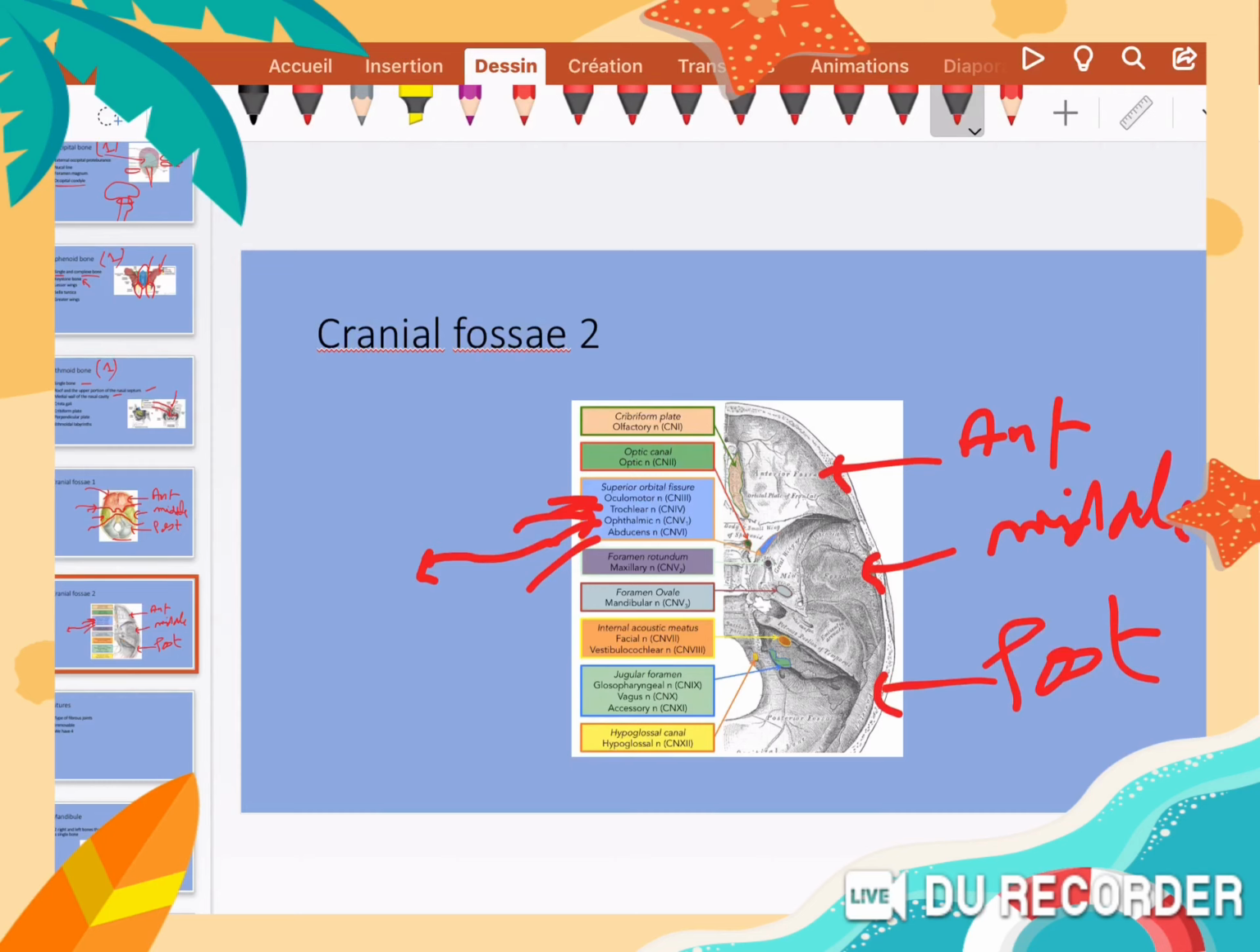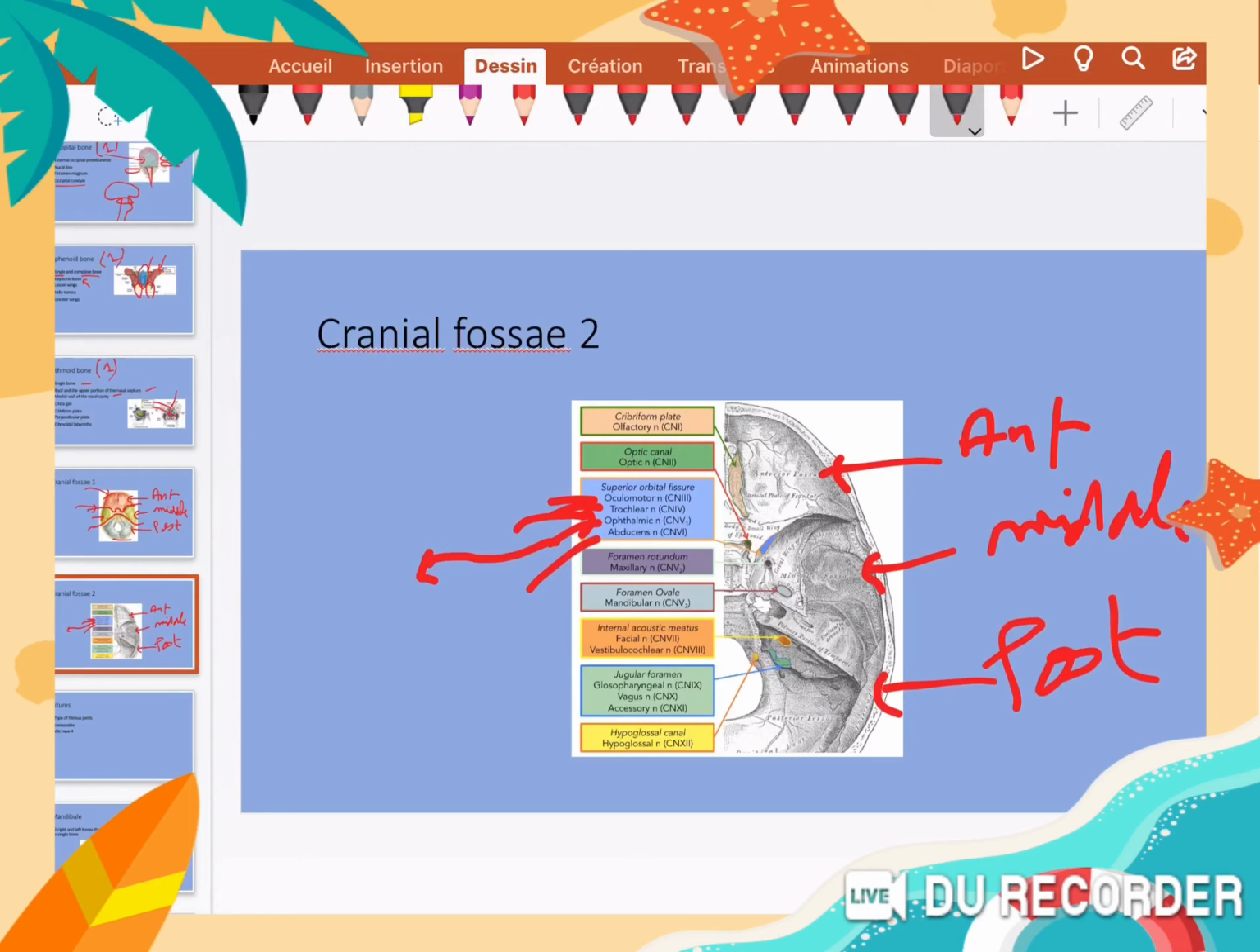Okay, the internal acoustic meatus is where the facial nerve, or the seventh cranial nerve, passes through, and the vestibulocochlear, or the eighth cranial nerve, passes through. The facial nerve is very important in terms of facial expression, for example, smiling, crying, and so on. Facial nerve plays a crucial role. And the vestibulocochlear is the nerve responsible for hearing, and also balance. We will talk about that when we discuss the innervation, inshallah.